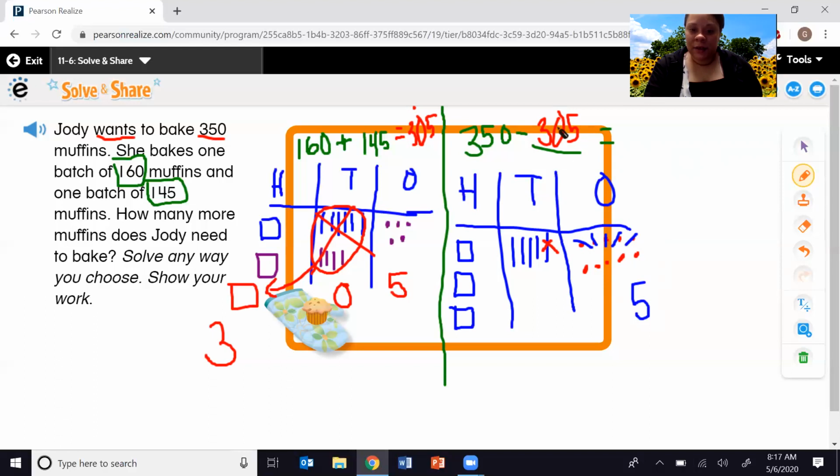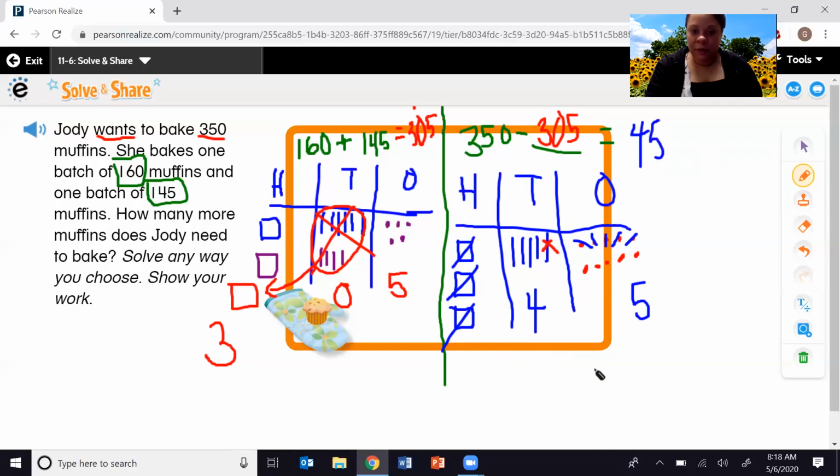Now I need to take away 0 tens. So that means I don't have to do anything here. I just count up how much I have. 1, 2, 3, 4. And last but not least, now I just have to take away 3 hundreds. 1, 2, 3. That leaves me with no hundreds. So the answer is just 45.